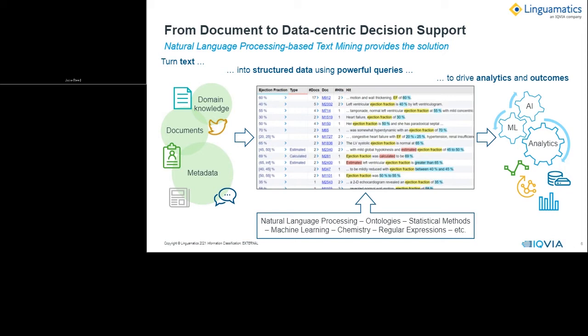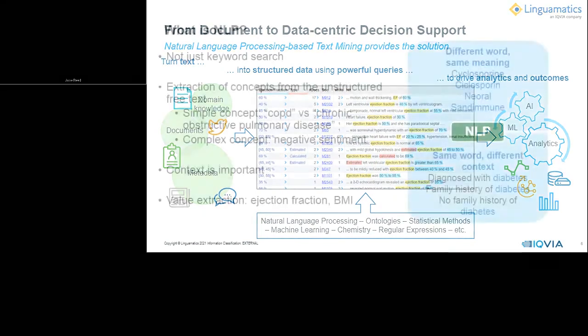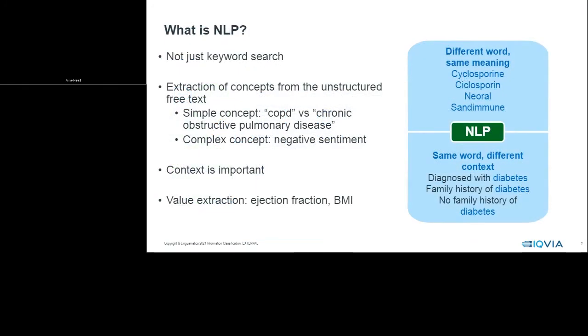So you can see we've got all the different values for ejection fraction, and now where we've been able to find context around estimated or calculated. Again, that's been structured, in order to drive your analytics and your outcomes. As I said, this is just a simple example, and the results can be much more sophisticated than that. I'm going to hand over to Liz for a little bit more about natural language processing.